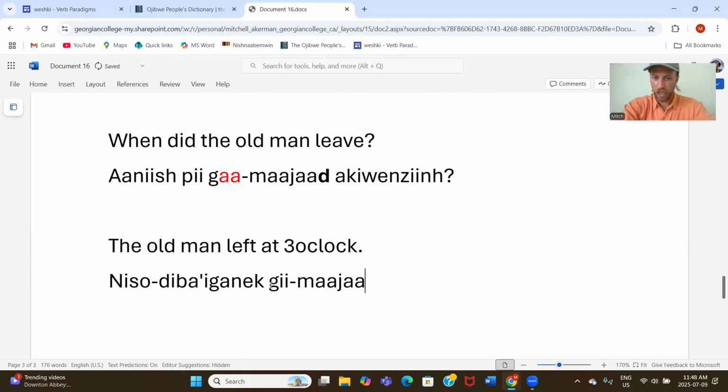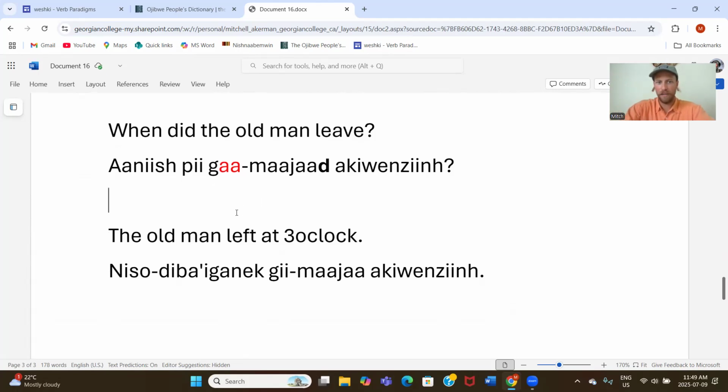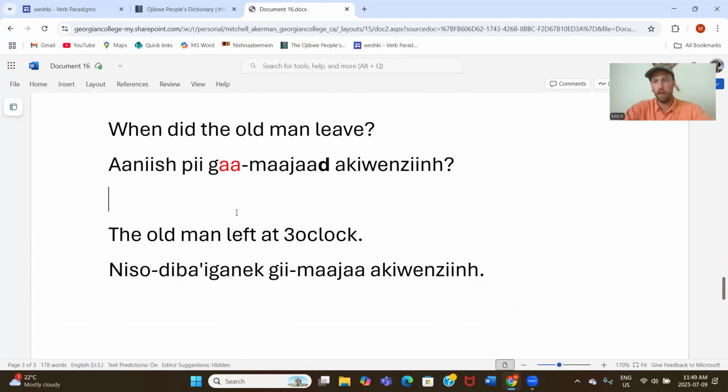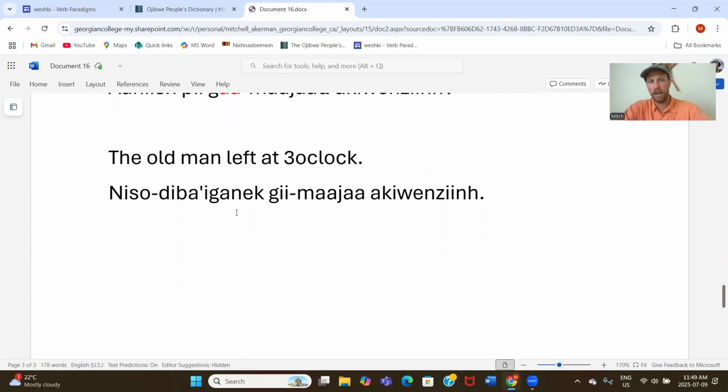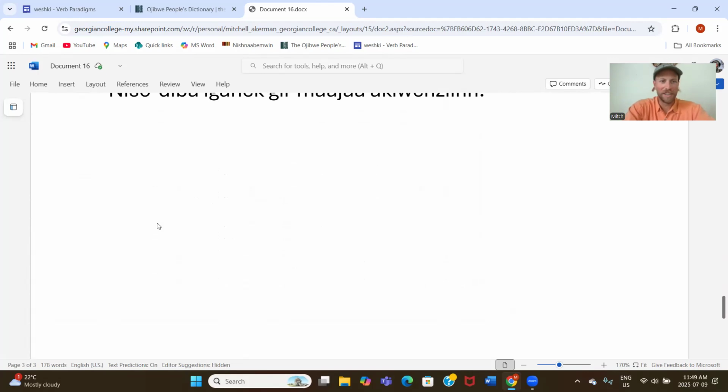Gimaja Kwenzi. Nisodebaiganek Gimaja Kwenzi. Nisodebaiganek, at 3. Gimaja, he left. Kwenzi, the old man. Anish P Gamajad Kwenzi. Nisodebaiganek Gimaja Kwenzi. When did the old man leave? At 3 o'clock, the old man left. Okay, I think Yoda talk. So there's another one.